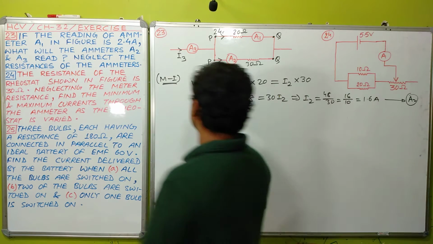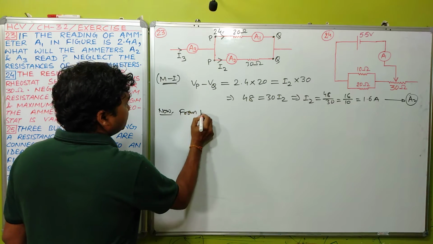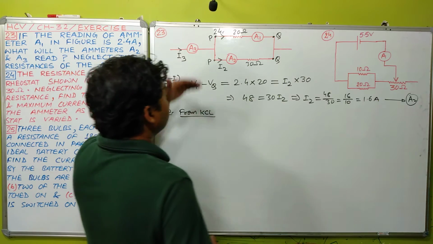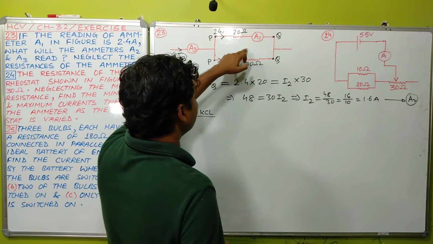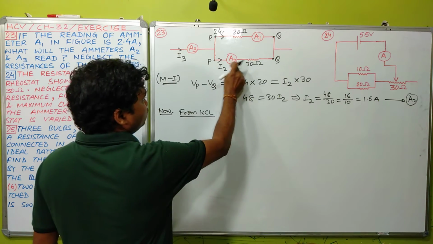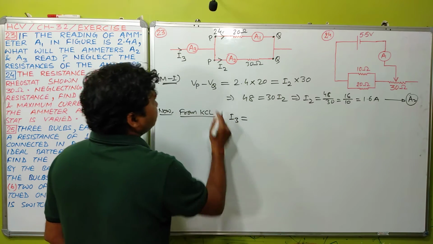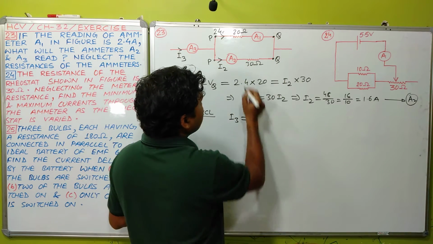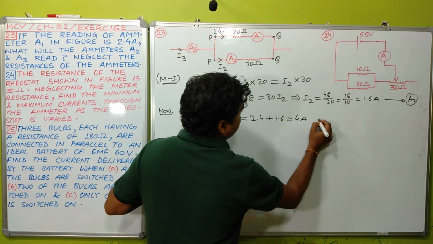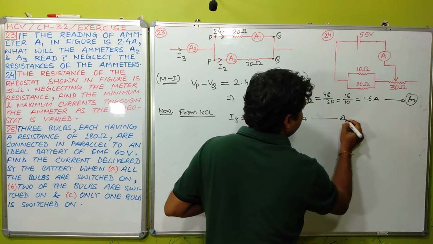Now from KCL, Kirchhoff's current law or Kirchhoff's first law, the net incoming current should be equal to the net outgoing current. If I2 is 1.6 ampere and this is 2.4, then I3 will be simply the addition of these two currents, 2.4 plus 1.6, which is 4 ampere. This is the reading of ammeter A3, and it's your answer.